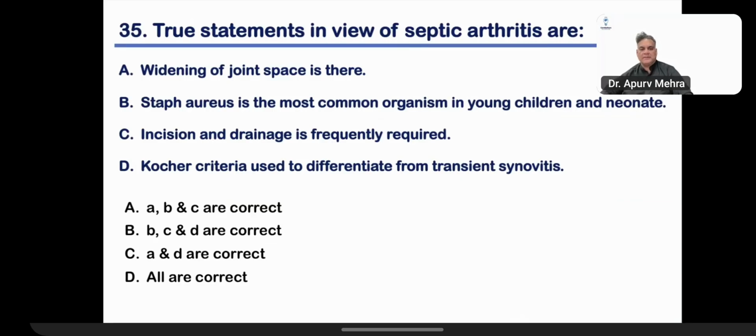True statement in view of septic arthritis. Widening of joint space is there. True. Staph is the organism. True. You need to operate on all. True. Kocher's is used for differentiating from transient synovitis. True. So all are correct.